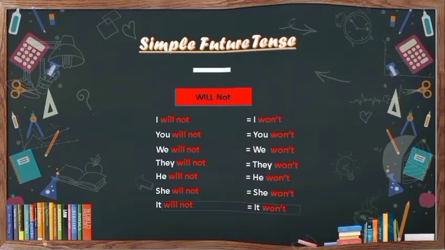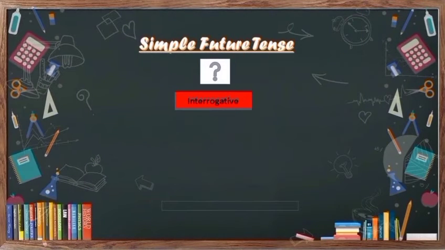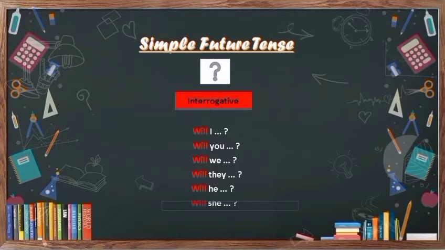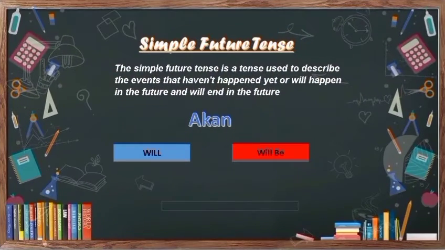Then, for the interrogative sentence, we only need to put the word will at the beginning of the sentence. Look at the following examples. Will I? Will you? Will we? Will they? Will he? Will she? Will it? Okay, you have learned the arrangement of positive, negative, and interrogative sentences.